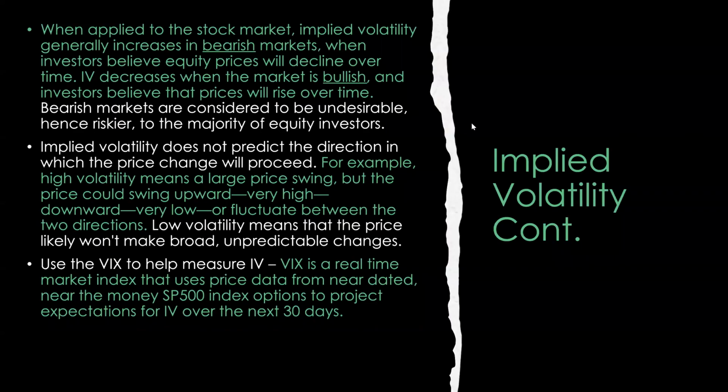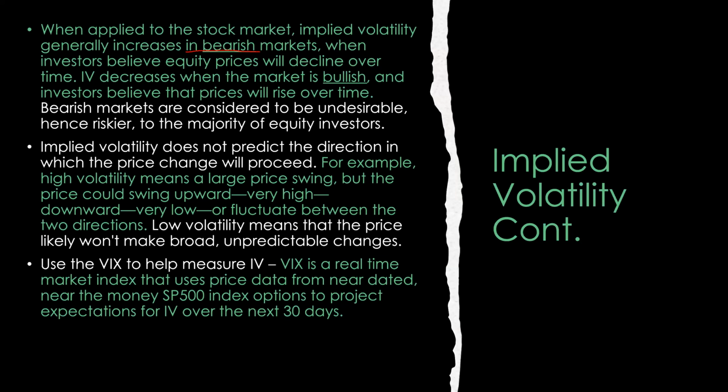Let's talk about IV some more. When applied to the stock market, implied volatility generally increases in bear markets. That's why when you see these red days, these huge puts make big money. The reason puts usually make quicker and better money than calls is because there's also an IV spike in the market. And this causes the delta, this causes all of the other things with the delta. This causes other options premiums to rise significantly. And so in bear markets, when investors believe equity prices will decline over time, IV will increase significantly.